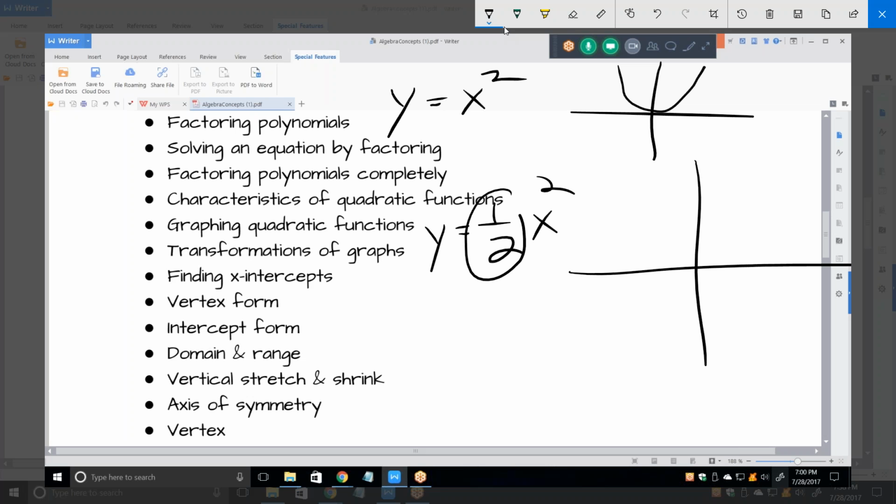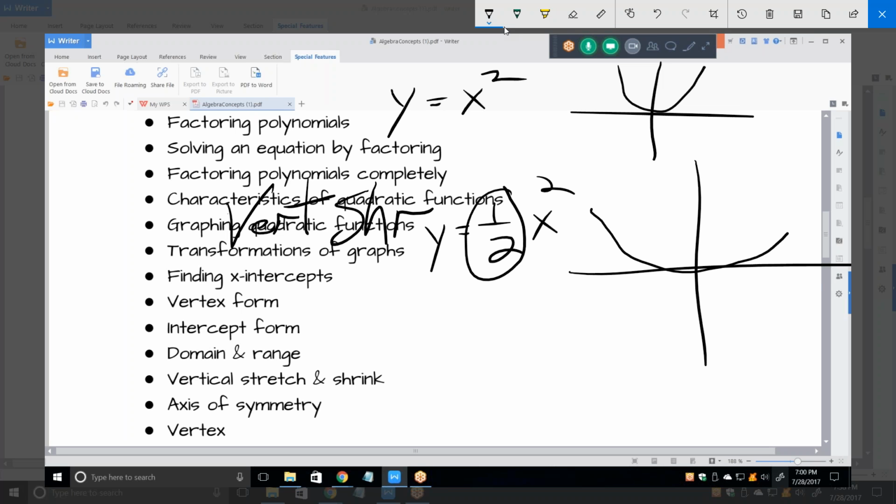First of all, is that inside or outside the function? Outside. So is it vertical or horizontal? Vertical. Okay, so that's a vertical. Is it a stretch or a shrink? A shrink. So what's that going to look like? It's going to be fatter.